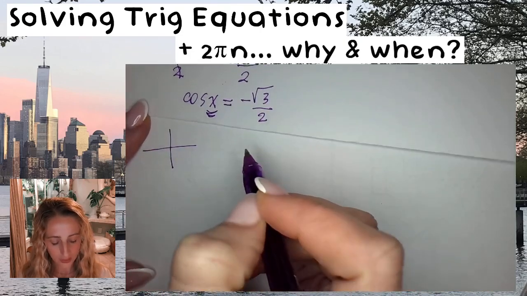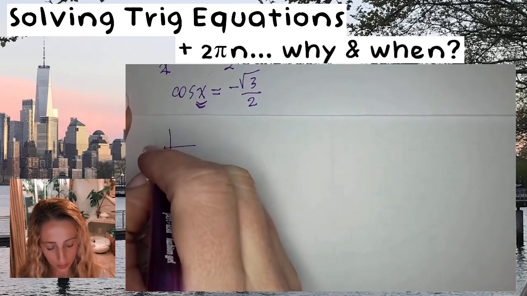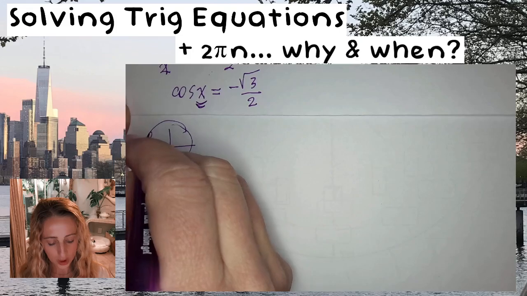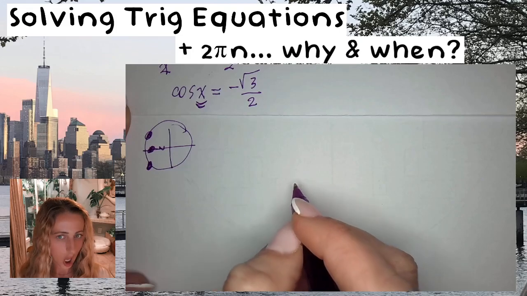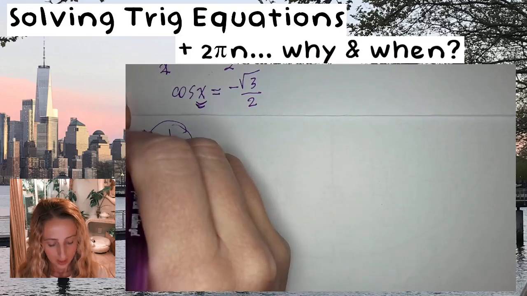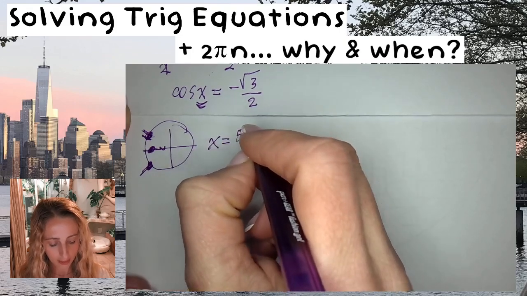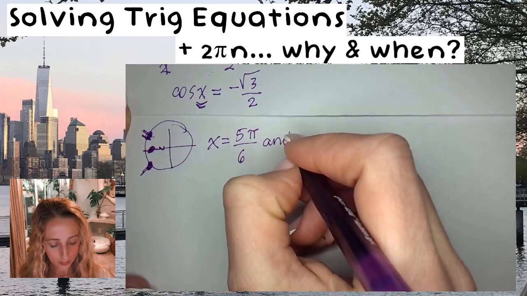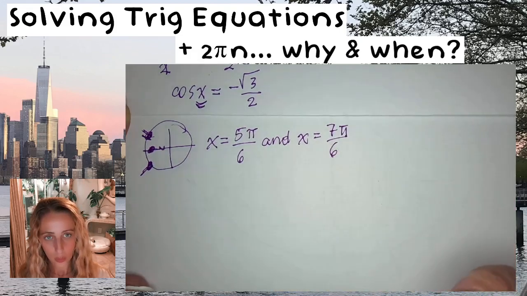Now, cosine is the x value. Negative root 3 over 2 means negative direction, so that means we're going left that way. And it goes left a lot. So if you kind of picture the circle, which angles are associated with us going left a lot? What angles are we looking at? Now, if you said when x equals, that would be 5 pi over 6. And when x equals 7 pi over 6, then you would be correct.